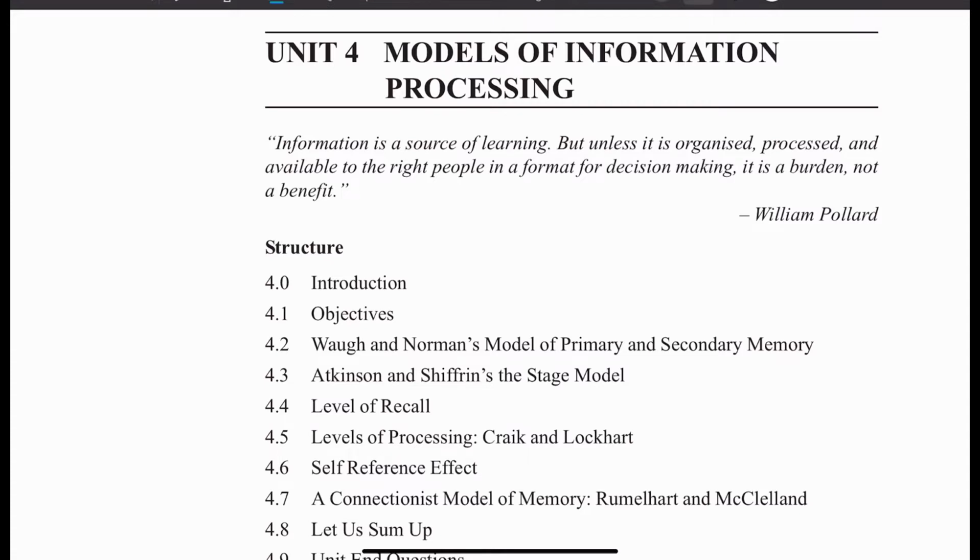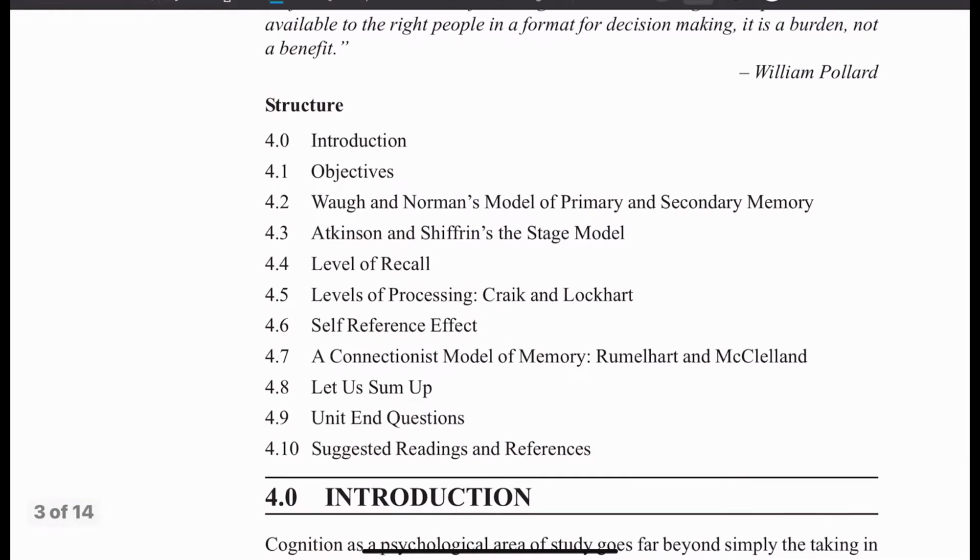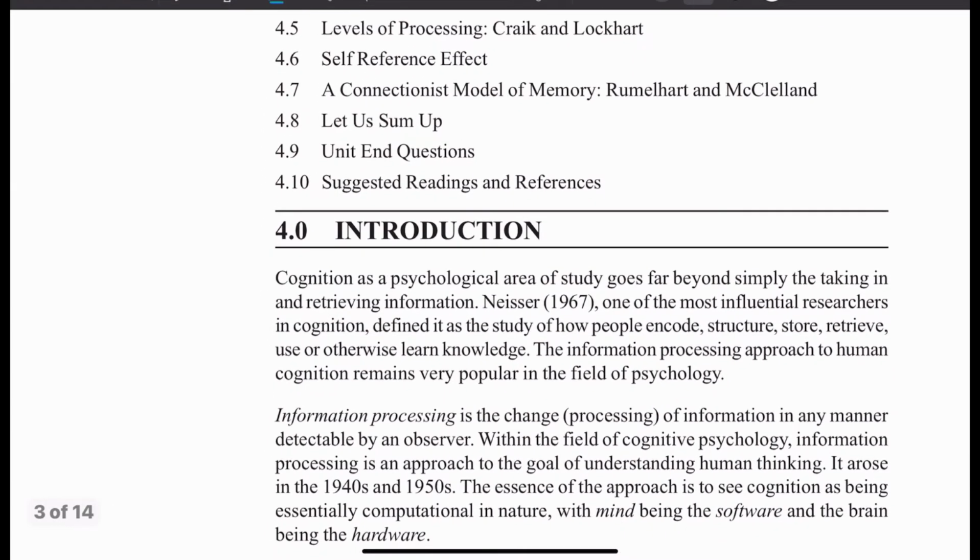Now in this unit we will discuss models of information processing. The main models are the Waugh and Norman model, the Atkinson and Shiffrin model, levels of recall, levels of processing, the self-reference effect, and the connectionist model of memory. These are the things that we are going to discuss here.